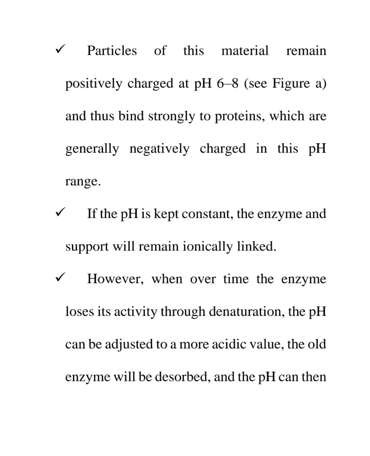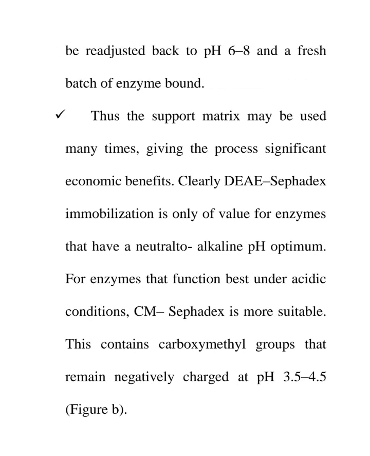However, when over time the enzyme loses its activity through denaturation, the pH can be adjusted to a more acidic value. The old enzyme will be dissolved and the pH can then be readjusted back to pH 6 to 8 and a fresh batch of enzyme bound. Thus, the support matrix may be used many times, giving the process significant economic benefits. Clearly, DEAE Sephadex immobilization is only of value for enzymes that have a neutral to alkaline pH optimum.